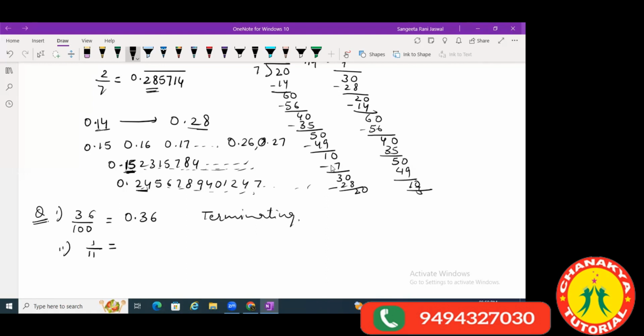Okay, next one, let's try 1/11. You can divide and check. Divide 1 by 11. 0.09, and so on. You have 0, 9, 9, 9, so again you have 1 and again you will have 0. That means the 09 will be repeating here, so it is 0.09 bar. So this is repeating and non-terminating.